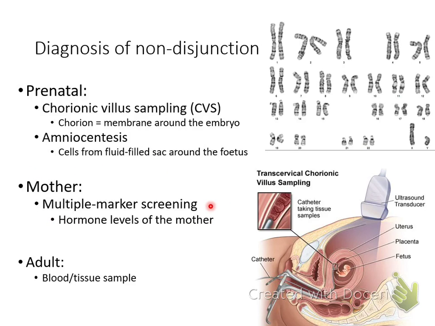Now we're not able to karyotype anymore. With these two examples up here, we can obtain cells from the embryo, and we can do a karyotype analysis. With the mother, though, we can't get cells of the fetus, but we can look at her blood and see her hormone levels, because some conditions cause a change in the hormone levels of the mother. Just by looking at those hormone levels, we can infer what abnormalities there may be. In an adult, it's pretty simple. You can just give blood or a tissue sample, and then they can do a karyotype from there.